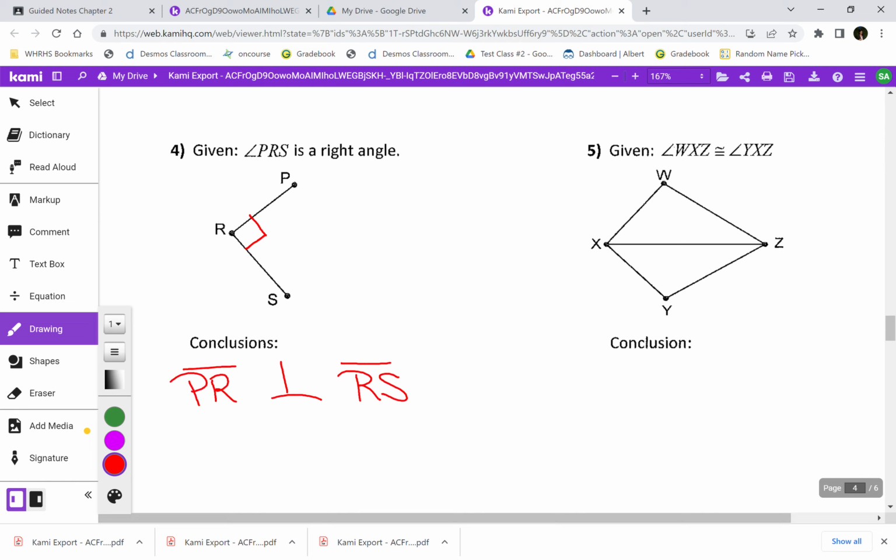So I saw a bunch of people turn their computers around when I said segments can't be complements. Complements are two angles that add to 90. Is PR an angle? No, PR is a segment. So complements are two angles that add to 90.